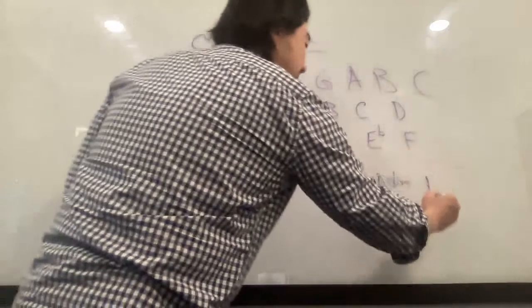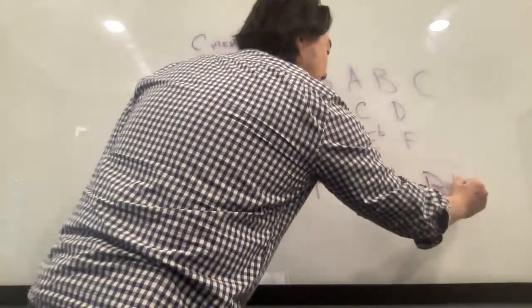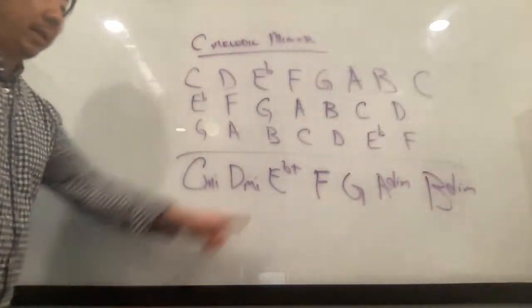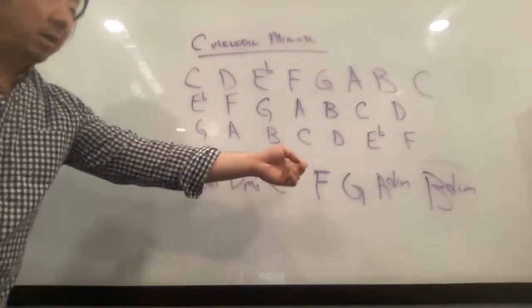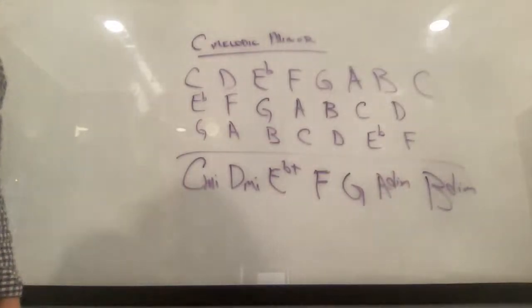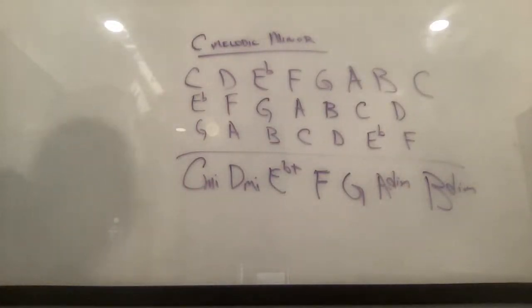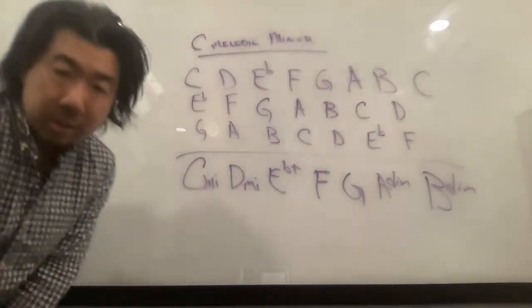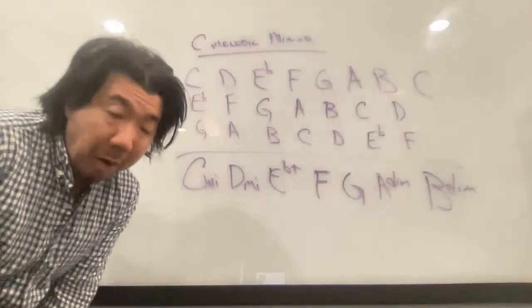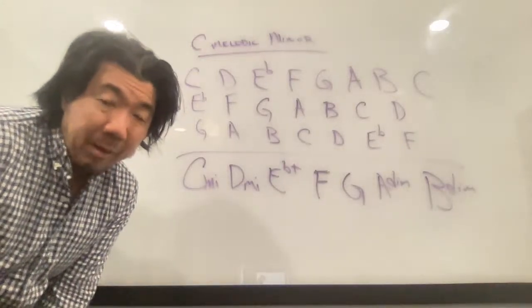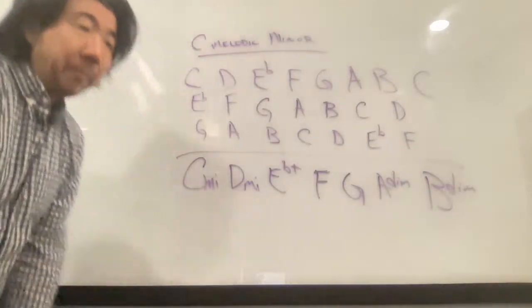Thank you. B diminished. And again, I could just put a little circle by it like I did, I don't have to write dim, or I could put a plus or do whatever you want. We all know the symbols. If you don't, you're learning it today. Congratulations. You just learned the triads in the C melodic minor scale, okay?